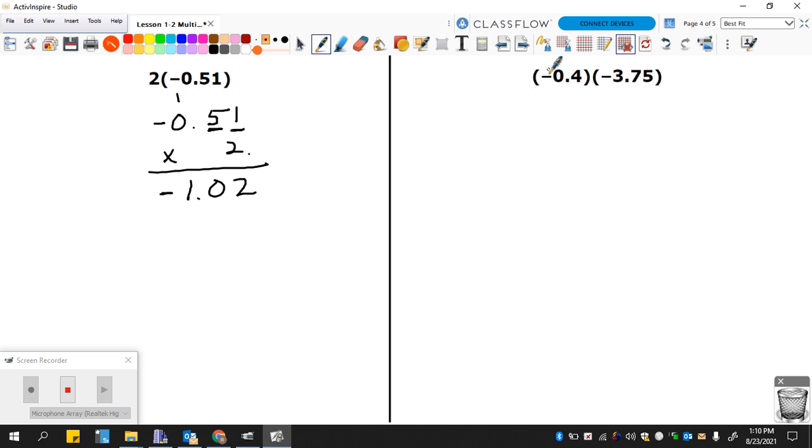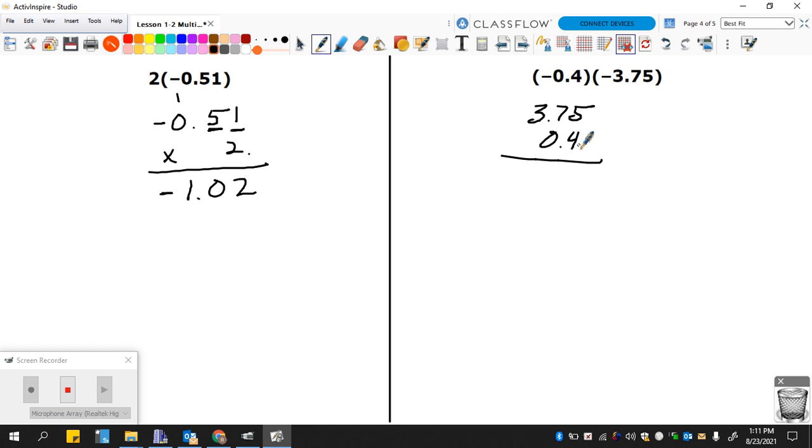This one, we have a negative here, we have a negative here. So we already know that our answer is going to be a positive. Because we're multiplying, it doesn't matter what order we multiply in, and I always like to put the longest number on top. So I'm going to put 3.75 on top, and 0.4 on the bottom.